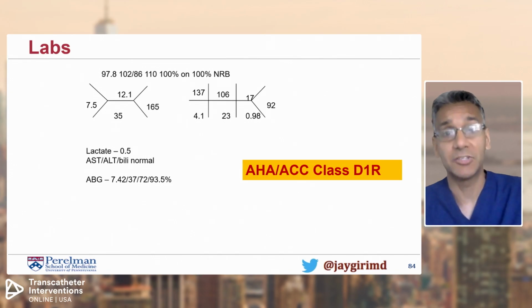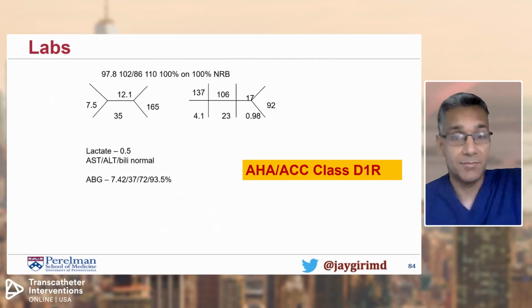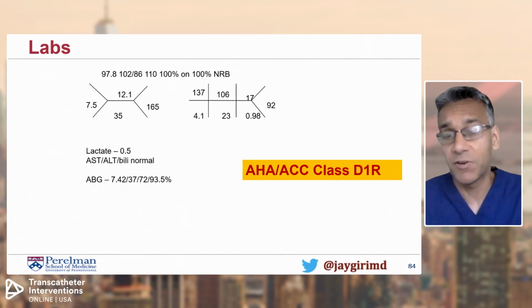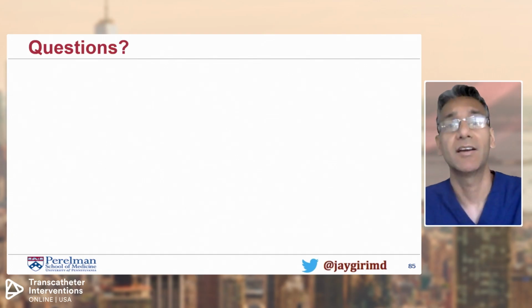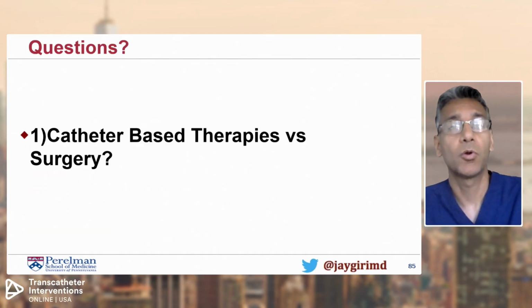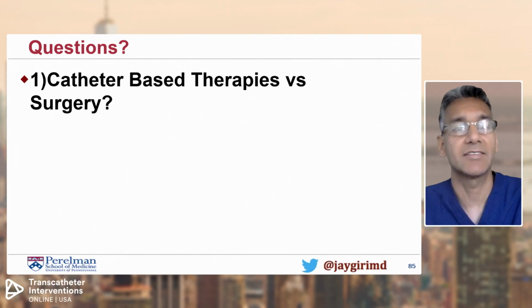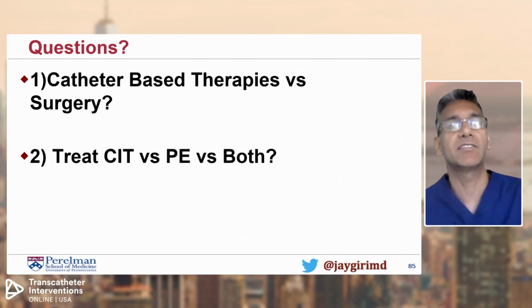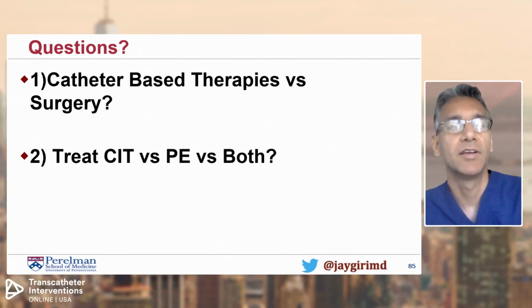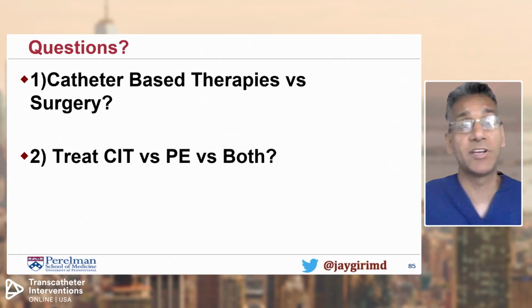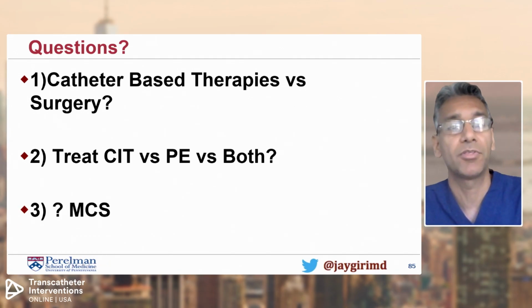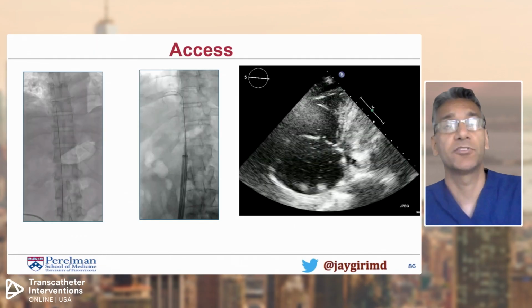But of course, he has that clot in transit, which, as we recognize the guideline, probably kicks you up another category. He's functionally a class E patient if you add that into the mix. So what are the questions of how we're going to manage this case? It's actually quite difficult. Are we going to use catheter-based surgery or surgical embolectomy? Are we going to treat the clot in transit if we go endovascular versus a PE versus both? And do we need mechanical circulatory support?